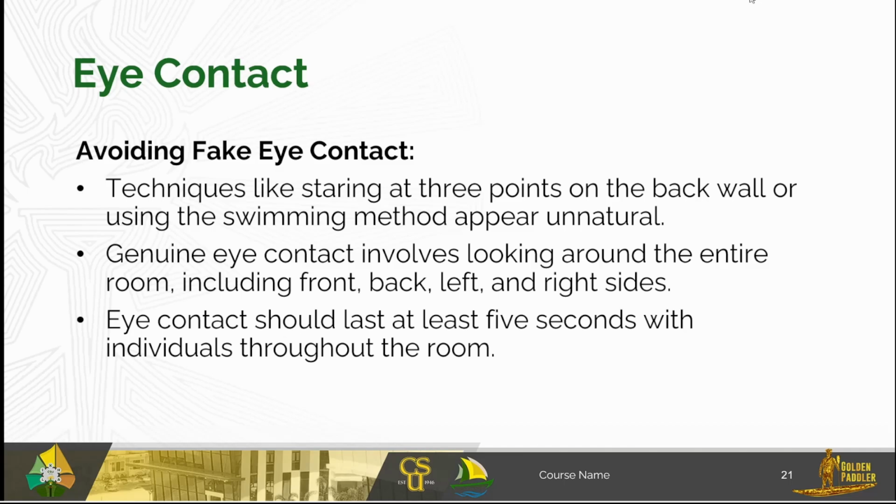Techniques like staring at 3 points on the back of the wall or using the swimming method appear unnatural. Genuine eye contact involves looking around the entire room, including front, back, left, and right side. Eye contact should last at least 5 seconds with individuals throughout the room.